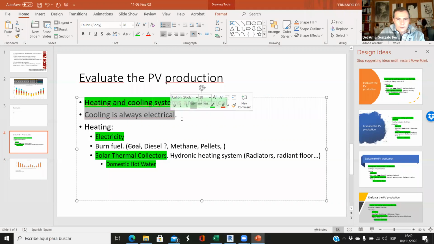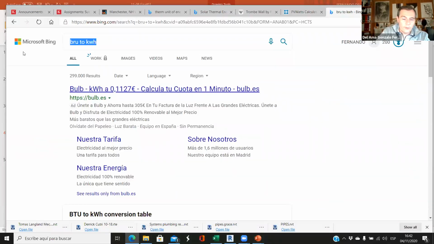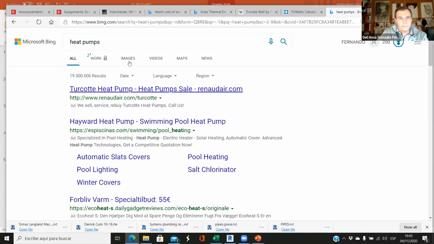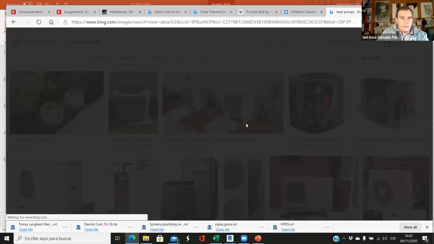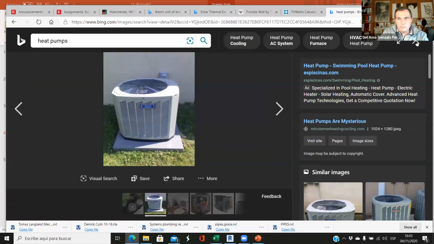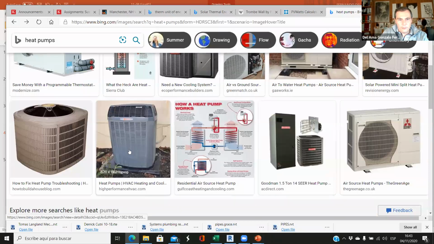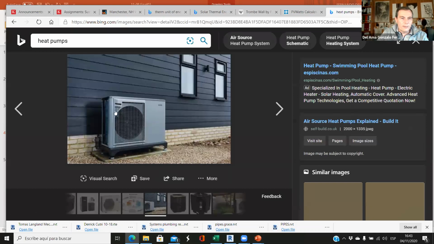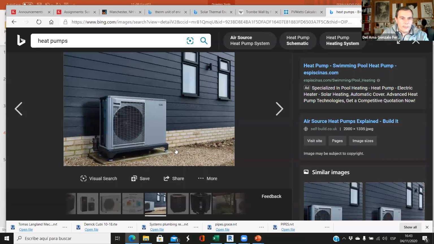Cooling is always electrical, so we don't have any other option. So for cooling, we need to use a device by the name of heat pump. Okay, so we need to use heat pumps. And those are heat pumps. I'm sure that you are familiar with these things, so we all have seen something like that in our houses. So those are heat pumps. They run on electricity, and this is the air conditioning system. Okay. Then this is the outdoor unit.